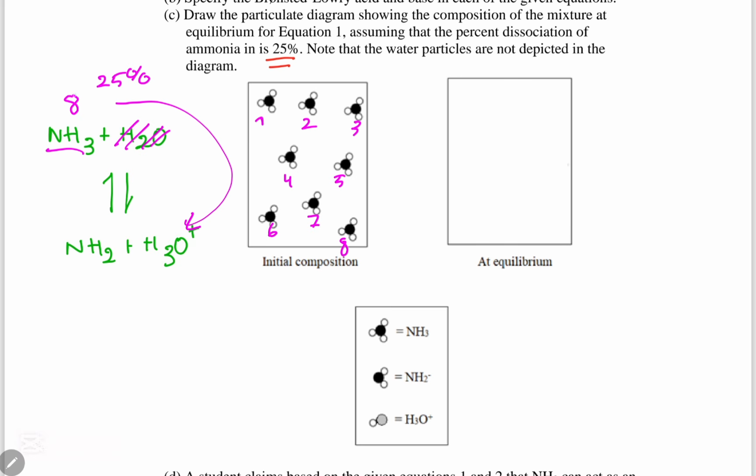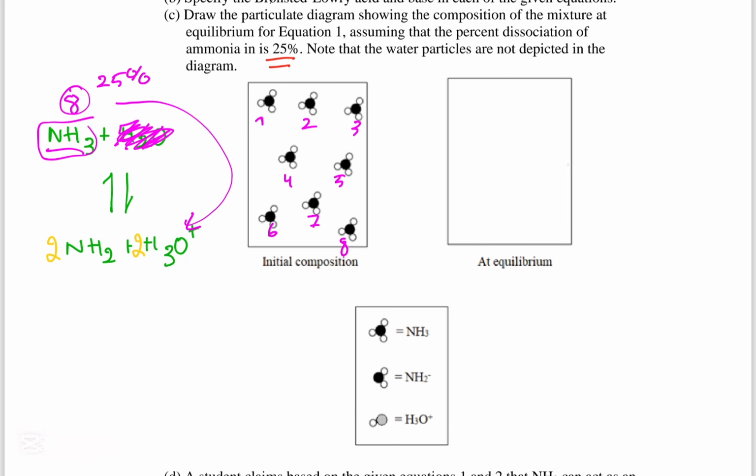So what does this mean? If I had 8 moles, and we're not caring about the water because in this case the NH3 is the limiting reagent, okay? And only 25% of it reacted. What's 25% of 8? It's 2. That means I'll end up with 2 moles of NH2 minus and 2 moles of H3O plus. So if I was to draw it, how would I draw it?